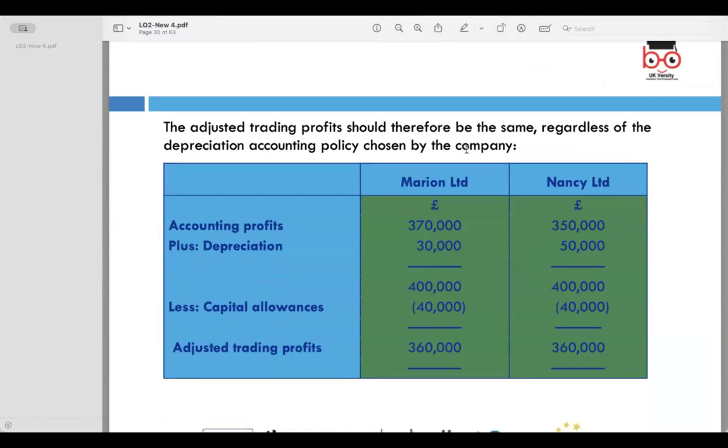After that, we take into account the financial burden of depreciation that each organization has incurred. Marion Limited has reported a depreciation expense of £30,000, while Nancy Limited has reported a depreciation charge of £50,000. This gives us the total amount before any charges are made, and is obtained by adding the depreciation expenses to the accounting profit. Both Marion and Nancy Limited contribute to this sum, which comes to £400,000.